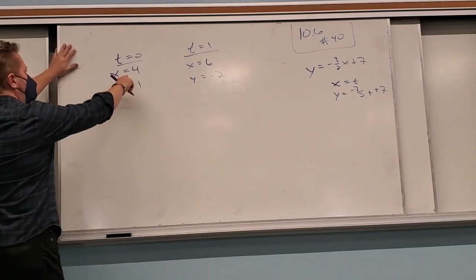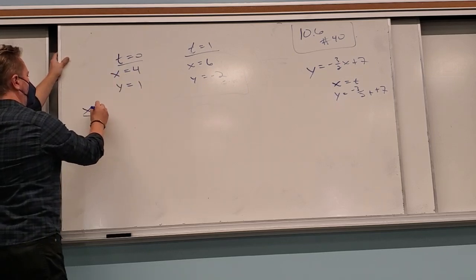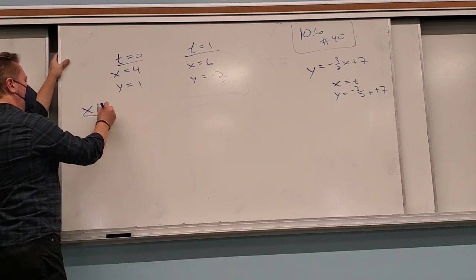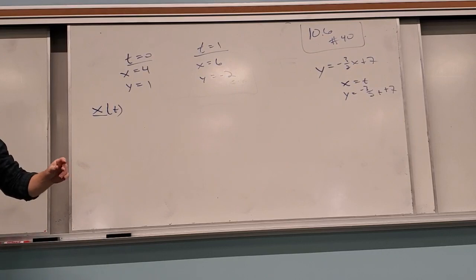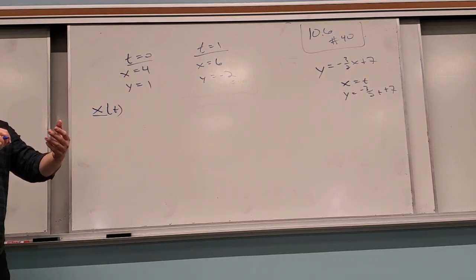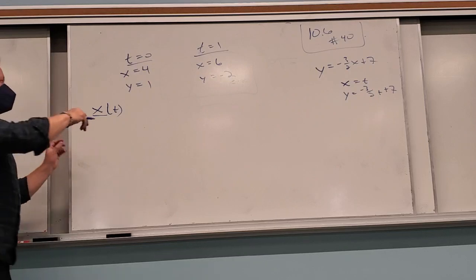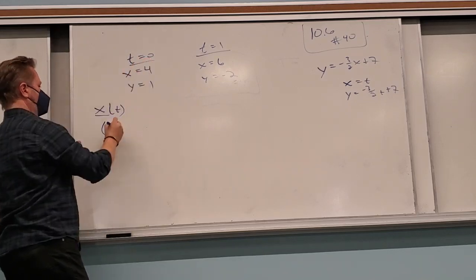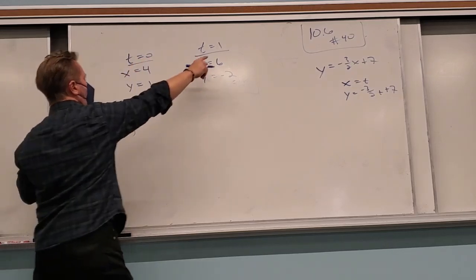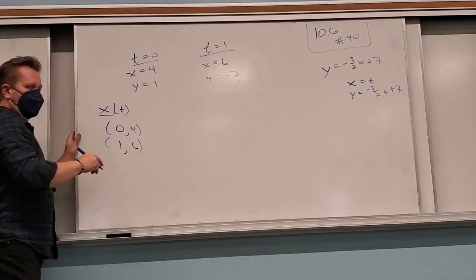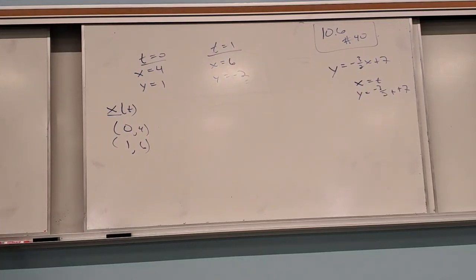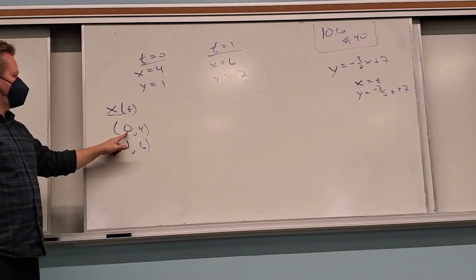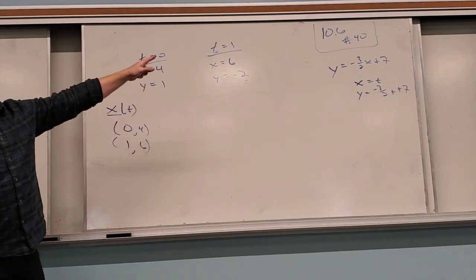So from this, what is x doing? I want to find x as a function of t. That's what a parameterization is: x is a function of t. What points does x go through? Well, when the input is 0, the output is 4. When the input is 1, the output is 6. Let me stop for a minute. Isn't that what x does? When t is 0, what is x? 4. When the input is 1, what is x? 6.